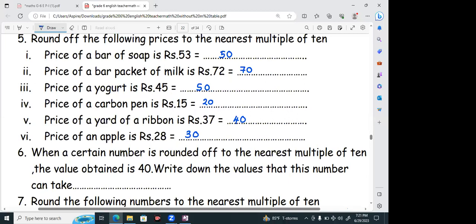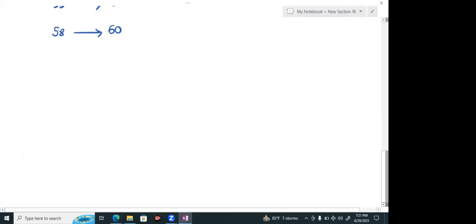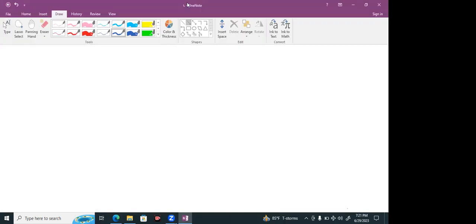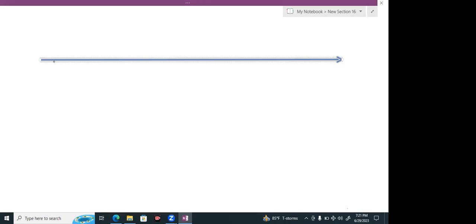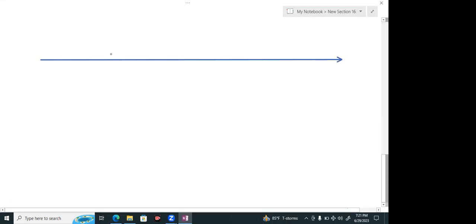Okay. Then in the exam, when you are given questions related to rounding off, you are given statements like this. Look here. You have to identify this very carefully.